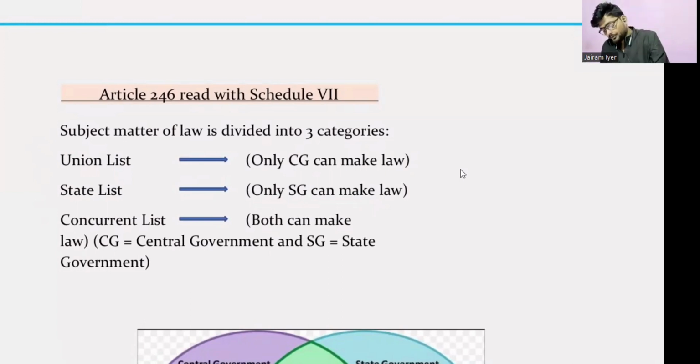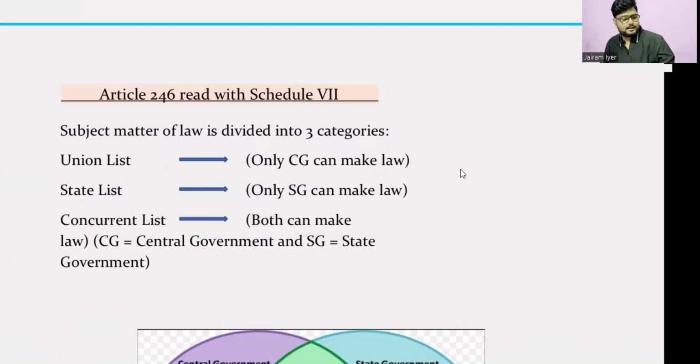Correct? But whenever we talk about the concurrent list, it is a kind of list where both can make law, hand in hand. Now, don't you think that whenever they both make a law, there can be situations where they collide with each other? The state will say no, we'll do this. The center will say no, we'll do this, because everyone wants their benefit. Don't you think that can happen at any point of time? Today, just for expressing our views, we coincide with each other. Don't you think governments can also be the same?